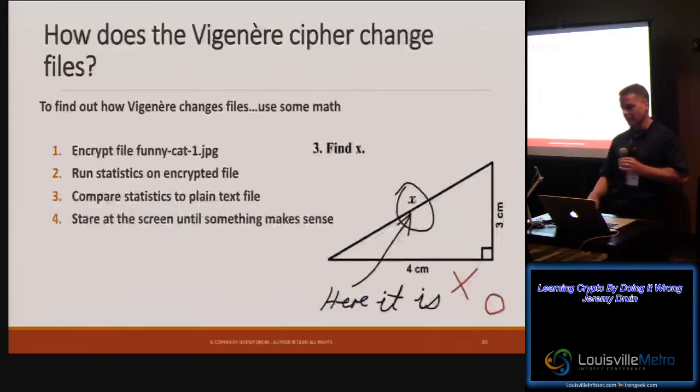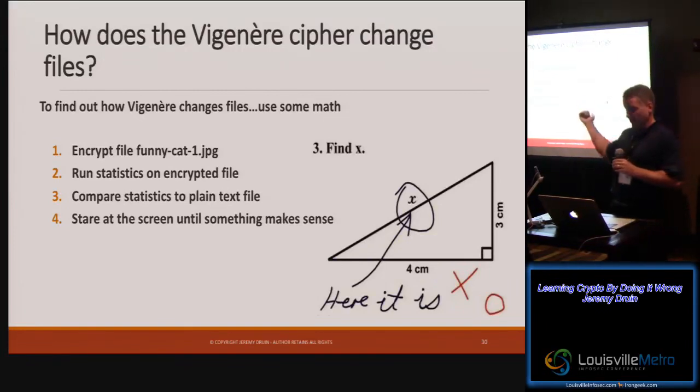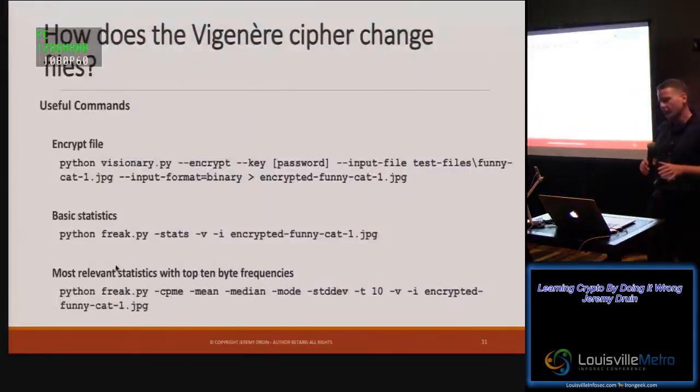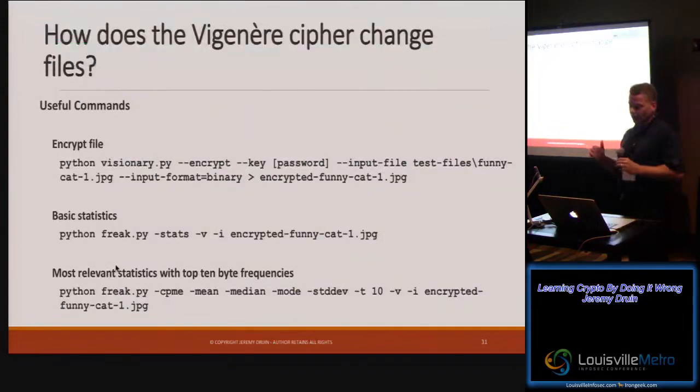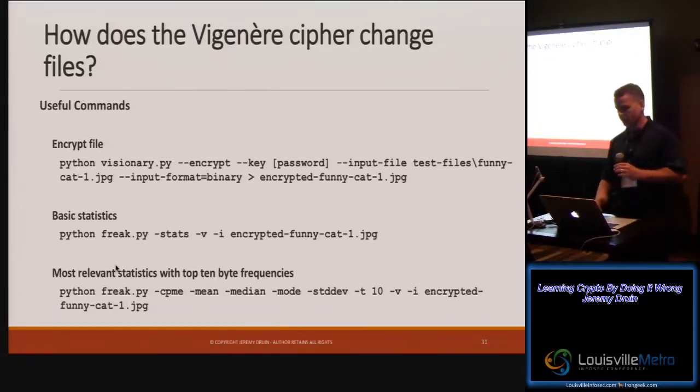So now we look at the actual JPEG files after they've been encrypted. And again, we kind of bust out the math. We encrypted FunnyCat1, ran the statistics on it, and then we're going to compare those statistics against the stats we just ran on the plain files and see what kind of differences there are between the two. And then if that doesn't work, we'll just try a different JPEG and see if we can learn from that. Again, the commands that were used are all up on the GitHub site, but the idea is basically you can encrypt a file with Vigenère to do Vigenère encryption, and then we can run the statistics with the frequency analyzer freak.py.